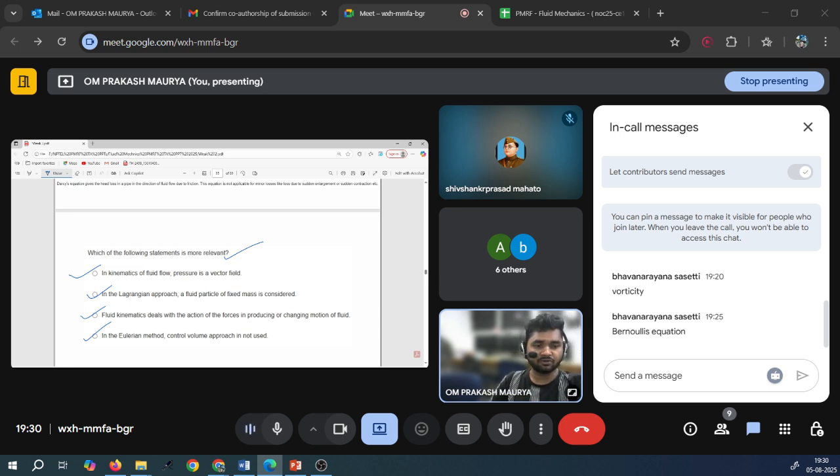Which option is correct for this? That is the most appropriate statement, meaning which one is correct. Everyone please try to think on that, or you can write your answer in the chat box. This is A, this is B, C and D. Which option is correct?